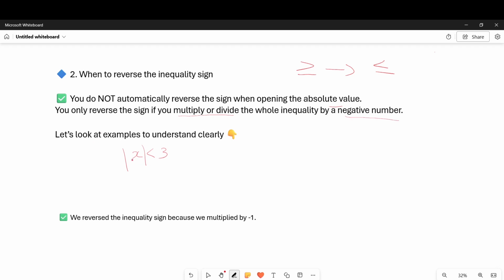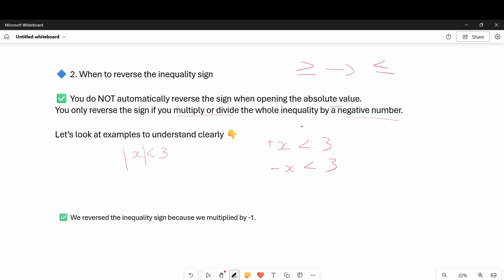Let's look at an example here. The absolute value of x less than or equal to 3. We need to open this absolute value, so we need to consider both cases. x might be negative, x might be positive. But when we put x inside the absolute value, it is always positive. So we consider both cases: positive x less than or equal to 3, or negative x less than or equal to 3. These are the two cases.